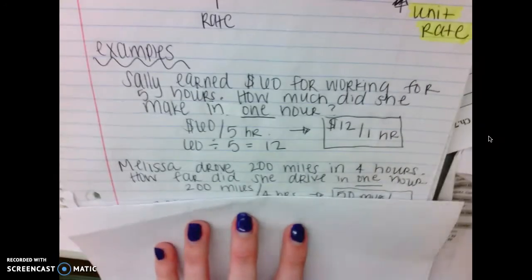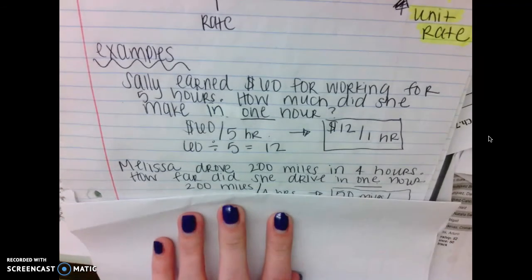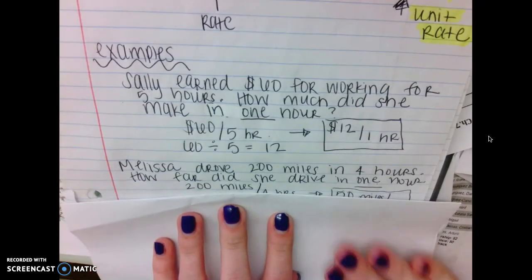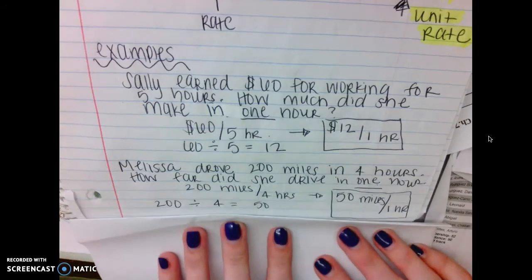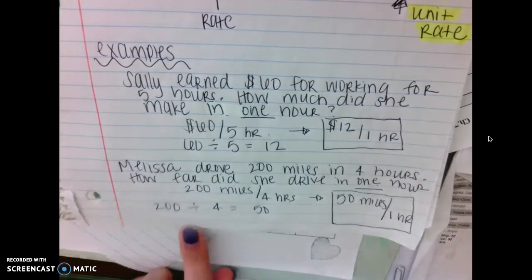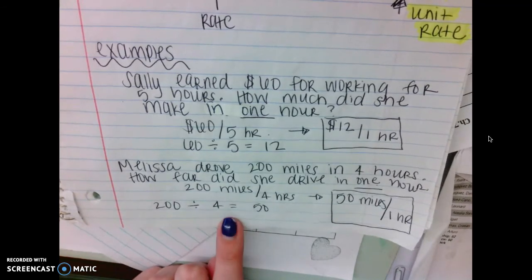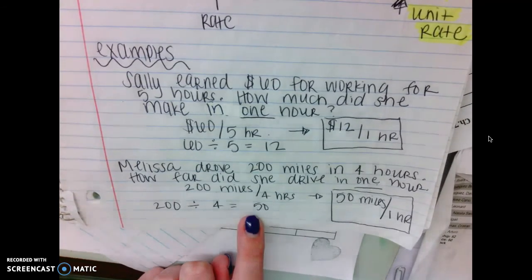Melissa, oh, sorry, that was fuzzy. Melissa drove 200 miles in 4 hours. How far did she drive in 1 hour? So we would divide the distance that she drove by the time it took her to drive it, and we'd find that she could go 50 miles for every 1 hour.